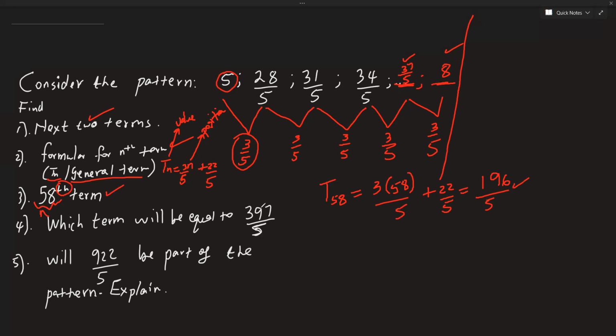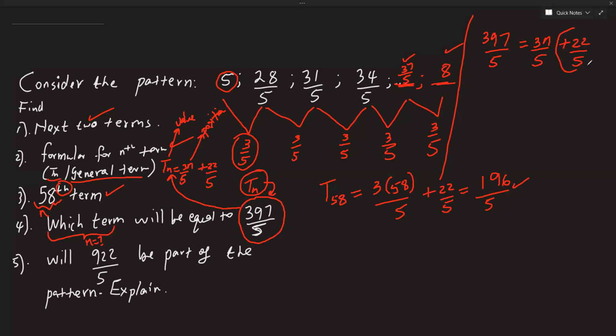Okay, so now let's check this one. Which term will be equal to? Is this the position or is it the value? This is the Tn. They gave us the value. Now they need the position of the term. So they're looking for n. Awesome. So in this case, I'm going to take this and substitute it there on Tn. So I'm going to have 397 over 5 is equal to 3n over 5 plus 22 over 5, right?